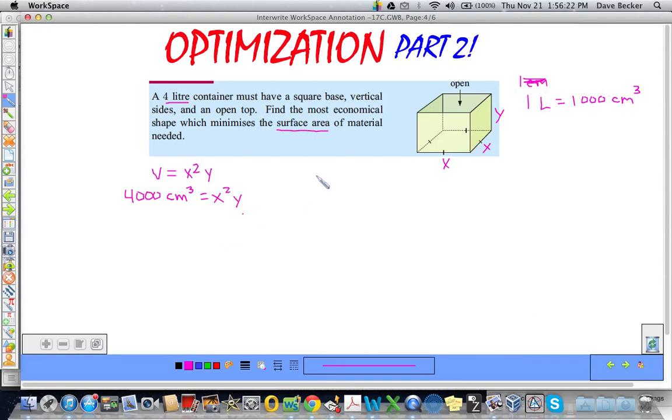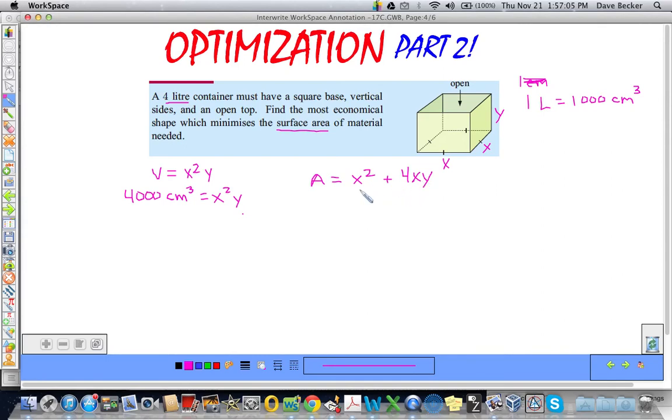Okay. Well, what about the surface area? The surface area is going to be the area of the base plus the area of the 4 sides. And each side has an area of x times y. So the surface area is going to be equal to x squared, the area of the base, plus the area of the 4 sides, each of which are xy. So that's 4xy. And we need to minimize the materials we use. We want to minimize the surface area to make it the most economical because, of course, that would cost less.